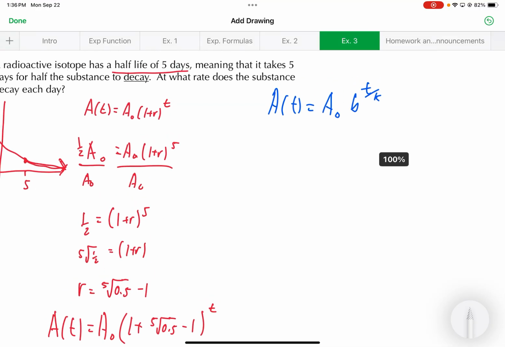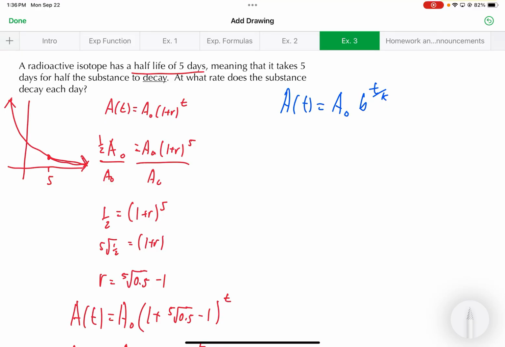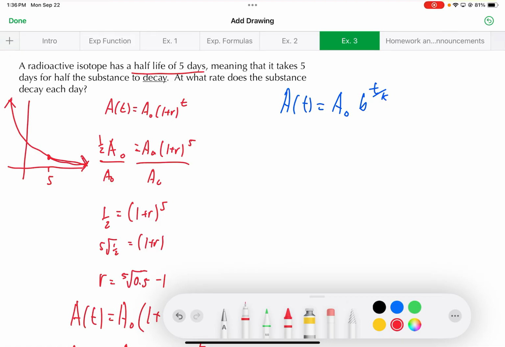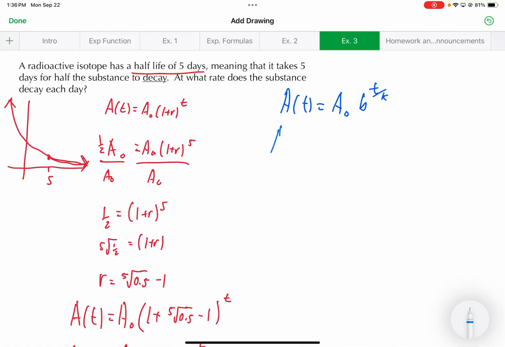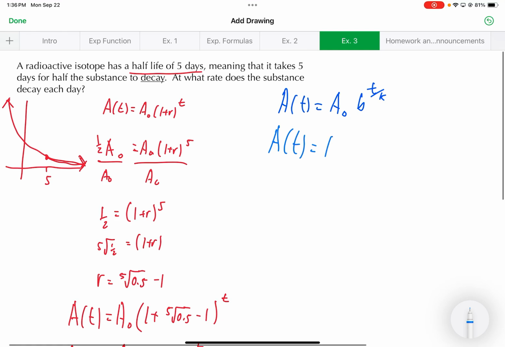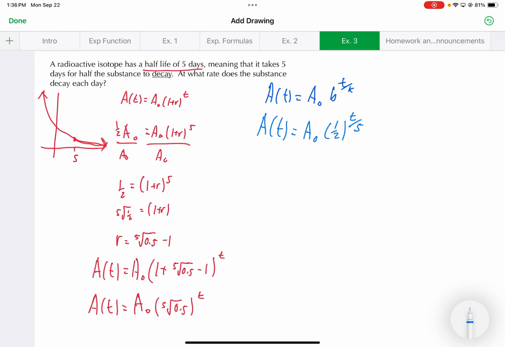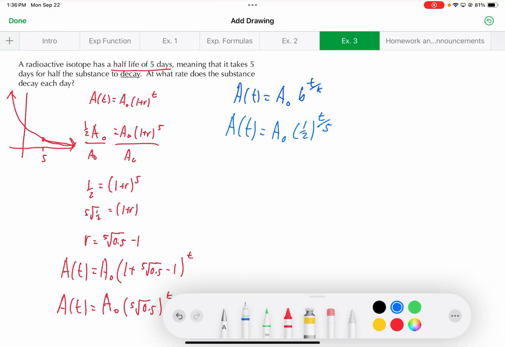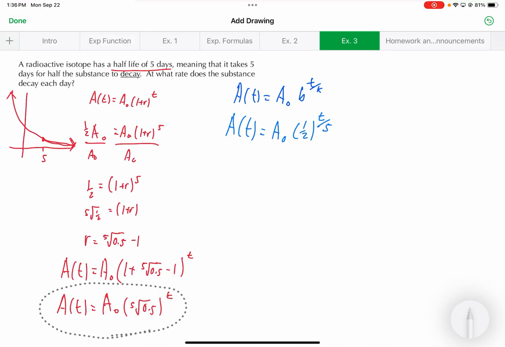Okay, let's plug in my values. In this case, what is my b value going to be? What do I want to have happen? I want half, right? So A(t) equals, I don't know what A_0 is, but we would want 1/2 to the power of what? t over 5?